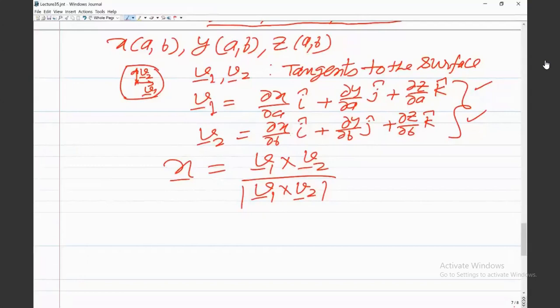Since we are taking physical coordinates x, y, z, which are functions of parameters a and b, which are two of the natural coordinates, these need not be perpendicular. The only requirement for the calculation of this normal is that these should not be collinear.